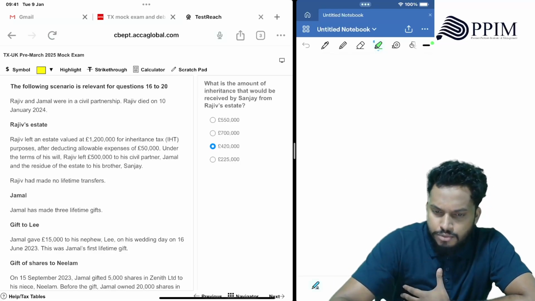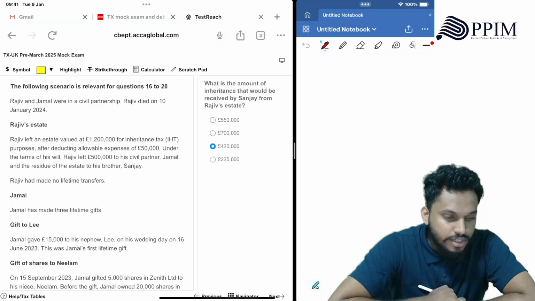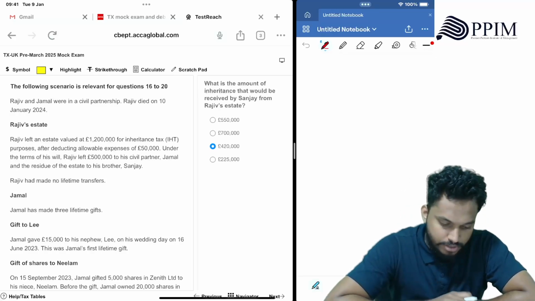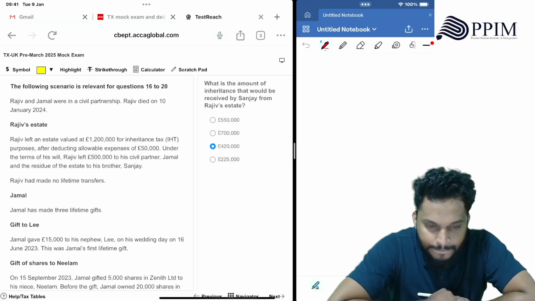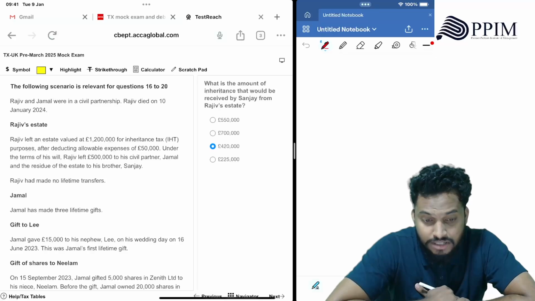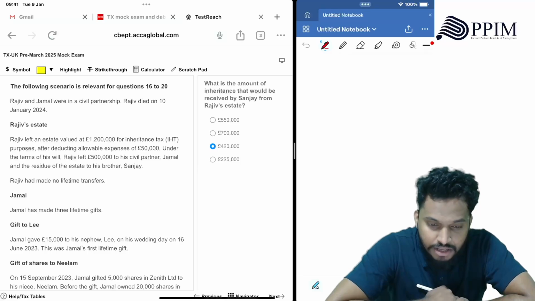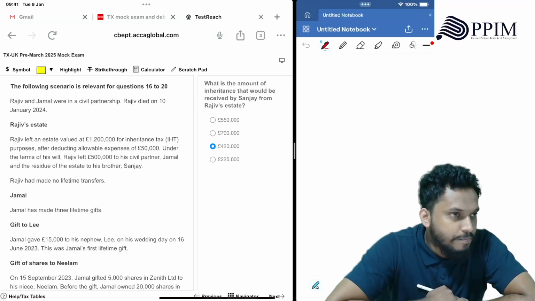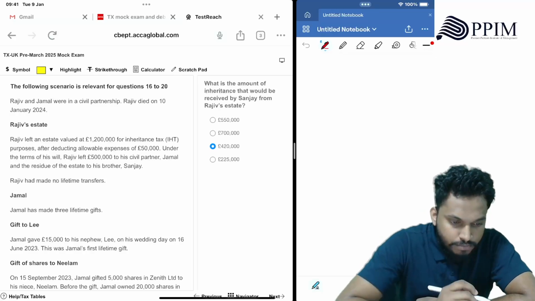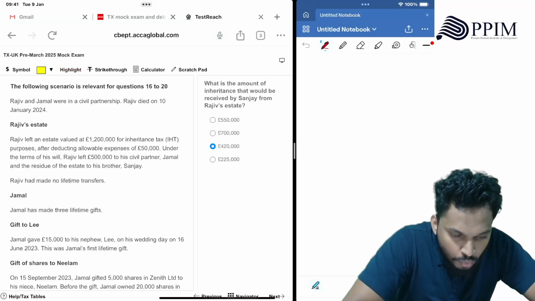So when it comes to this question, Rajiv and Jayamal were in a civil partnership. So Rajiv died on 10th January 2024. So they are asking what is the amount of inheritance, not the tax, okay? What is the amount of inheritance that would be received by Sanjay from Rajiv's estate is the question. So when you go through this, Rajiv left an estate valued at 1.2 million.